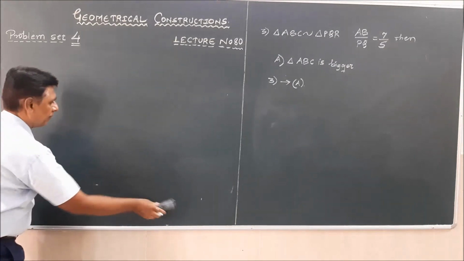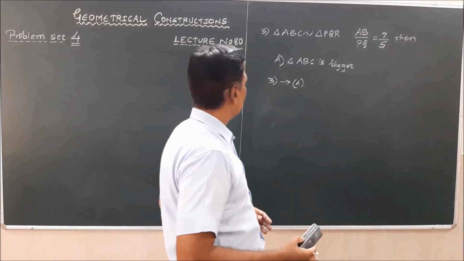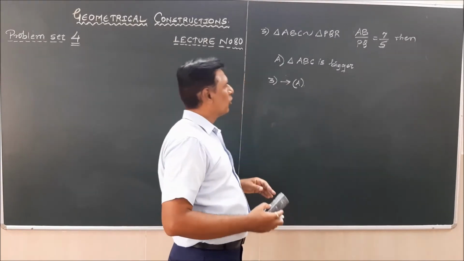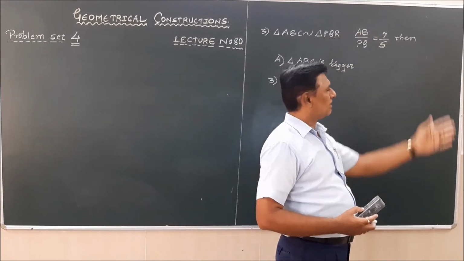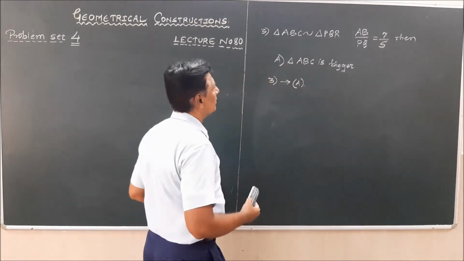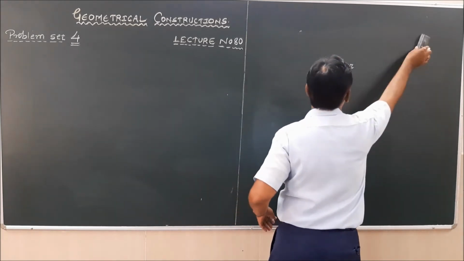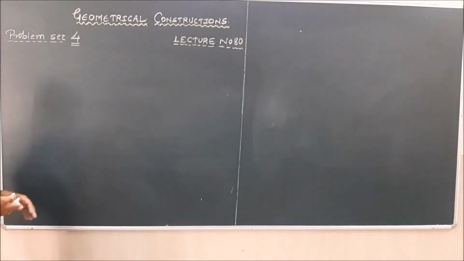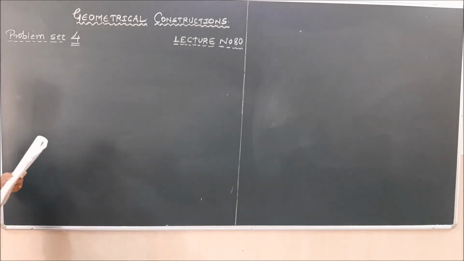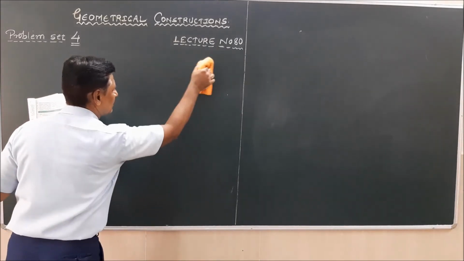Third question: triangle ABC and triangle PQR are similar to each other. AB upon PQ is 7:5, and naturally you find all sides of ABC are larger than the sides of triangle PQR. So triangle ABC is bigger. Fine. So here we finished the first question of the problem set. Let's do the second construction of this problem set.